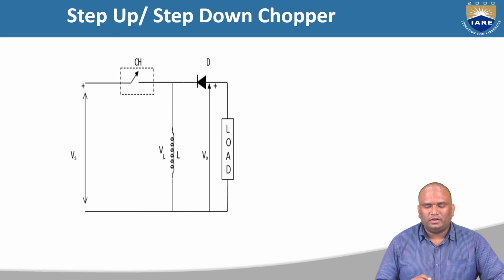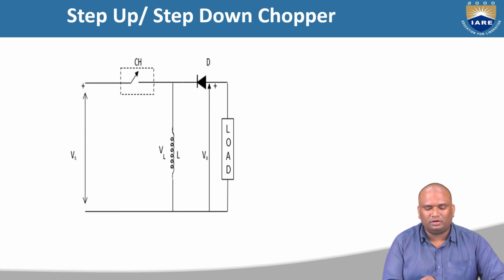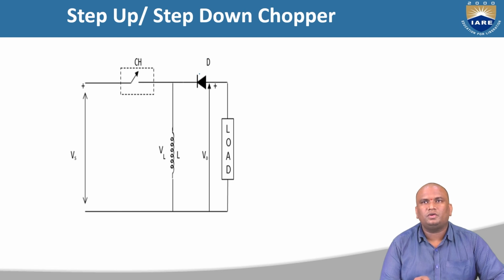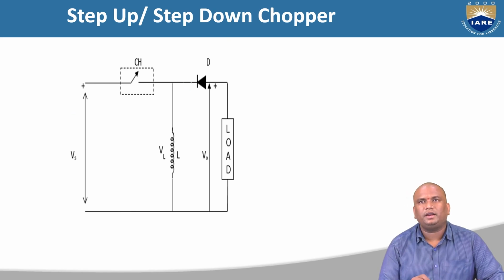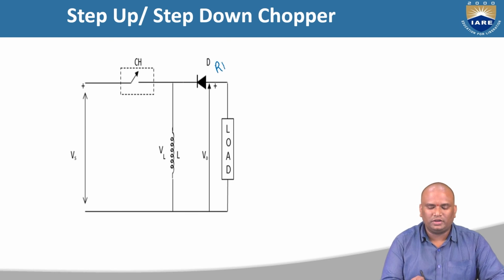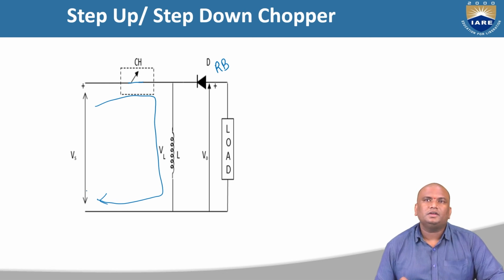In this chopper, the inductor is placed in parallel with the load. Once the chopper is on, the freewheeling diode is going to act like an open circuit, because the diode cathode is connected to the positive of the input voltage. So the diode will be under reverse bias condition. Once the chopper is on, the supply will be going through Vs plus, inductor and Vs minus.